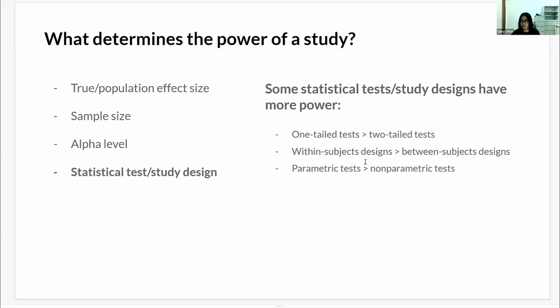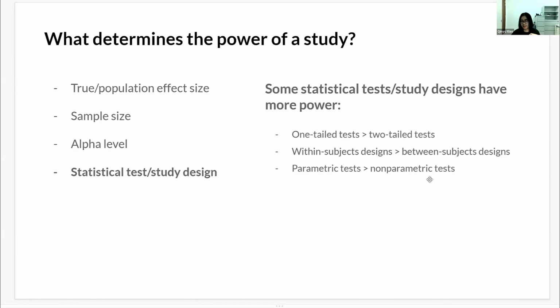And within-subject designs are going to have more power than between-subjects designs. This is because if we adopt a within-subjects design, it means we can parcel out the between-subject differences, the individual differences between the subjects, and the effect, if it's there, is going to become more apparent, more obvious, compared with a between-subjects design where we cannot parcel out the individual differences. And parametric tests are more powerful than non-parametric tests.